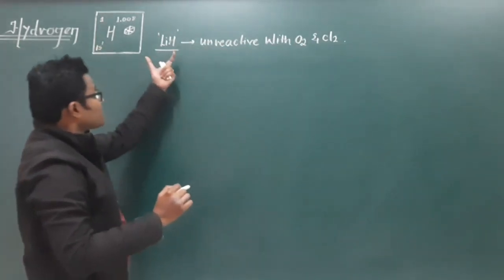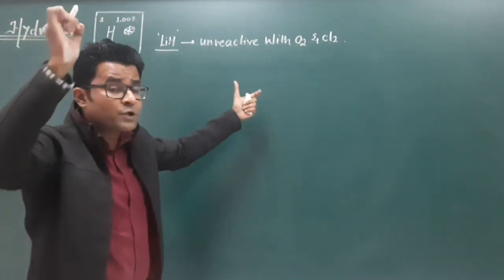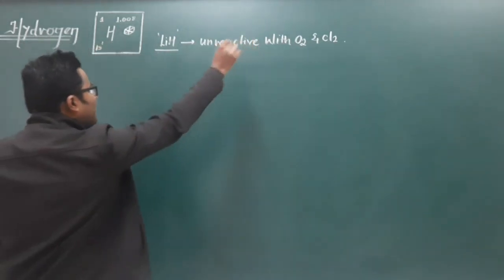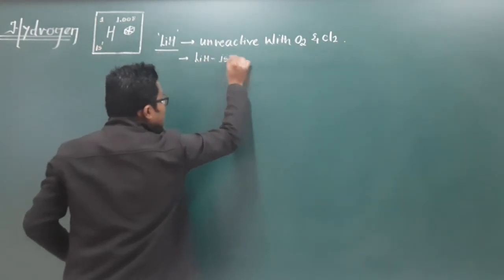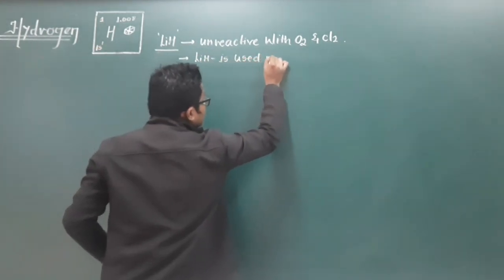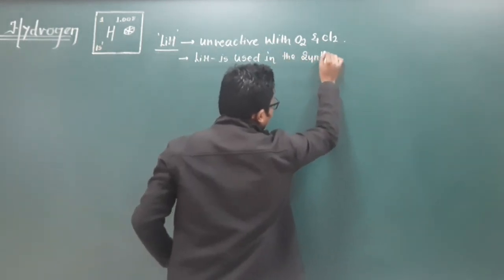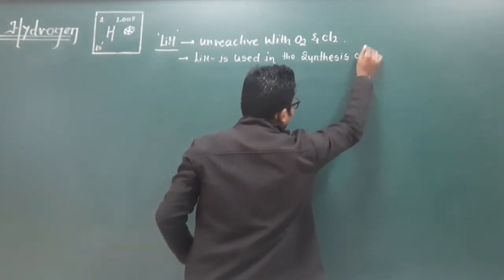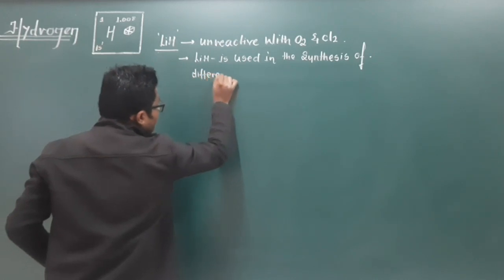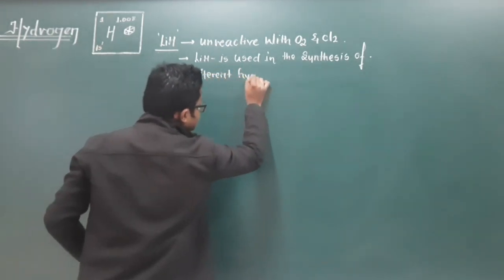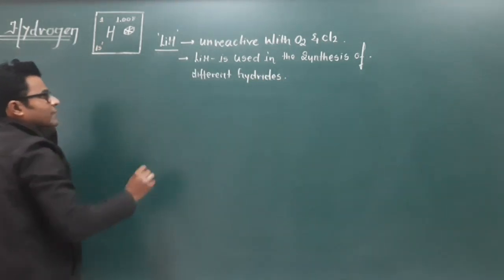With the help of this, we can synthesize, we can produce new and different types of hydrides. Okay, so because of this particular property, lithium hydride is used in the synthesis of different hydrides. Okay, so what are the different hydrides? We are going to take a look at an example.